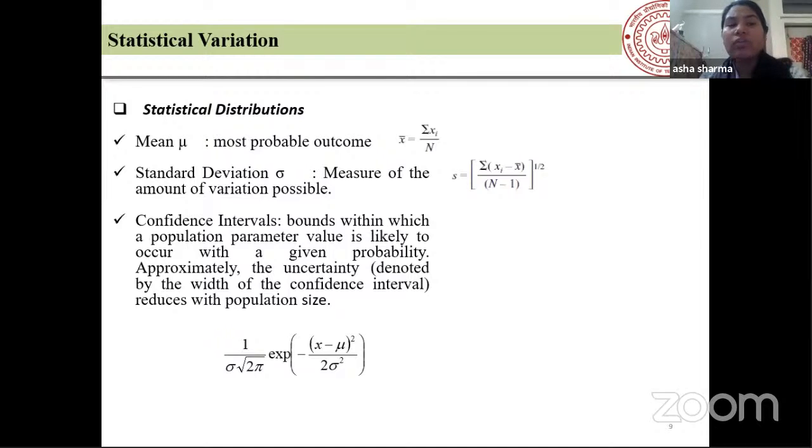How do we define the mean value? It is the most probable outcome, that is, the most probable value of that breakdown voltage. And the standard deviation is the measure of the amount of variation possible around this mean value. When we are doing this statistical distribution, we can't say that this mean mu is the exact value. So we have it as a confidence interval. What is that confidence interval? We are saying that for this particular mean value, there is some range in which the breakdown probability of that particular specimen would lie. For that we define the confidence interval.